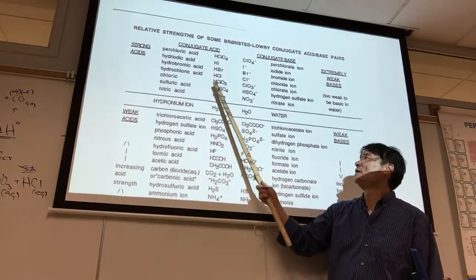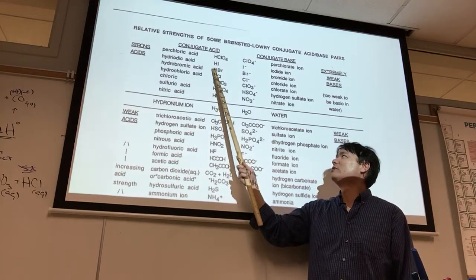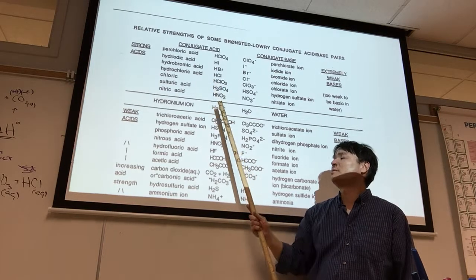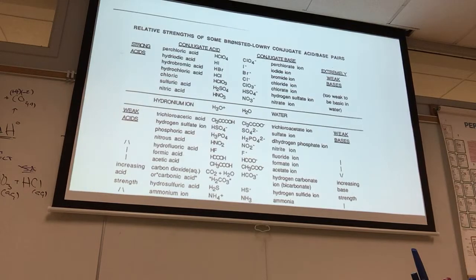And so all these do the same thing. If you have HI versus HCl, well, HI is stronger, but both of them are going to yield the same thing in water. The same amount of hydronium for a given concentration.